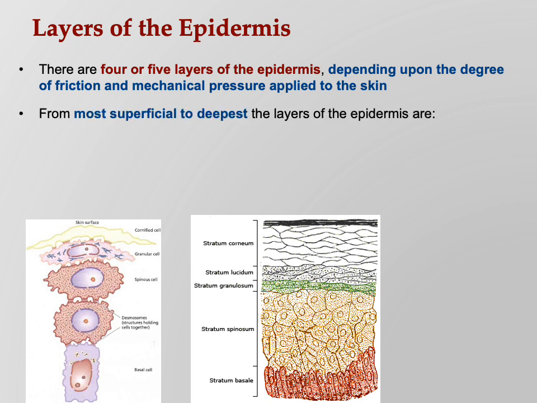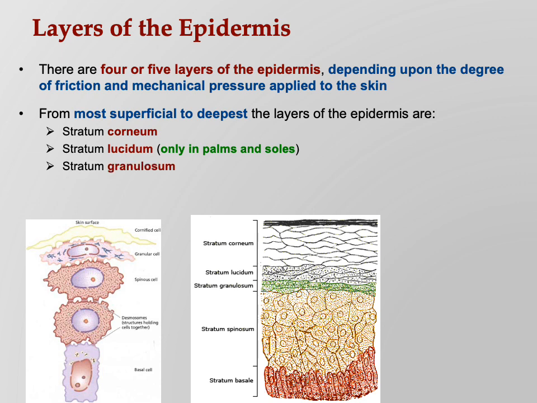From most superficial to deepest, remember these are terms we know now, so superficial would be what you might think of as the top, deepest would be the bottom, the deepest inside. We have the stratum corneum, the stratum lucidum, which is only in the palms and the soles of the feet, the stratum granulosum, the stratum spinosum, and the stratum basale, which is sometimes called the stratum germinativum. All right, either one is okay with me.